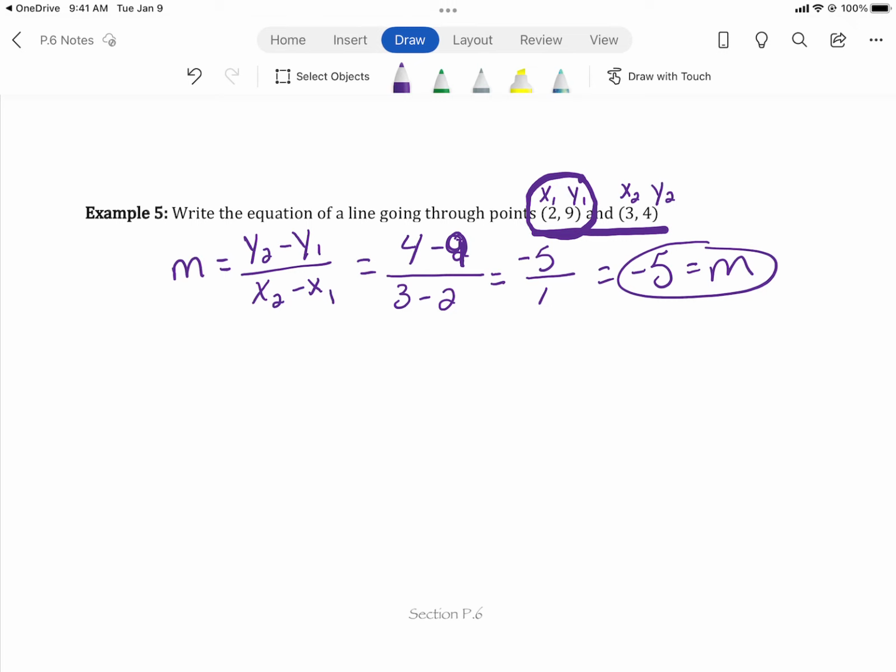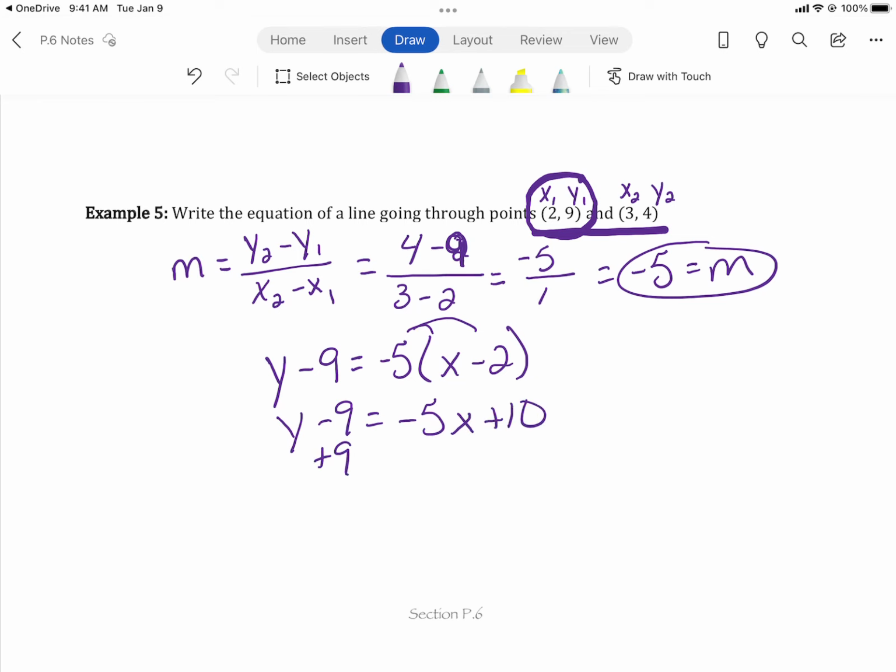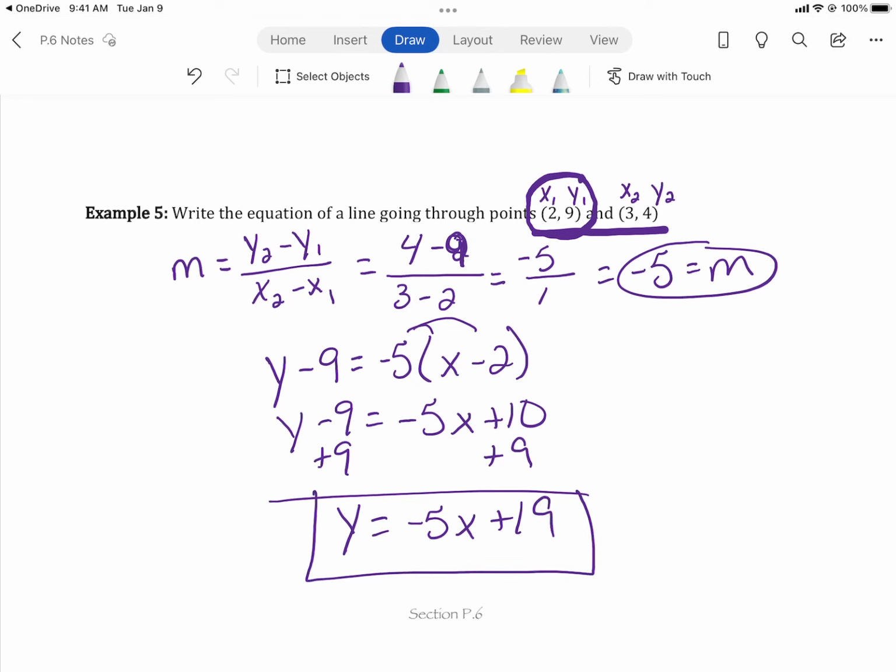So if I use those, plug it into our point slope form, I would have y minus 9 equals negative 5 times x minus 2. Distribute my negative 5, so y minus 9 equals negative 5x plus 10. Add the 9. So y equals negative 5x plus 19 for our final answer. And that is all of your information on P6 and lines.